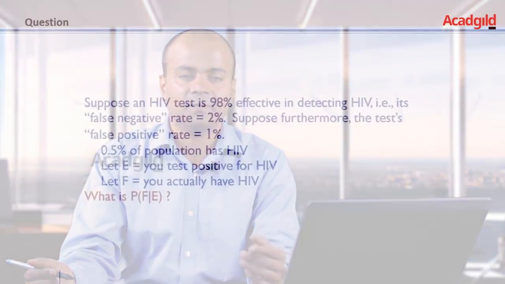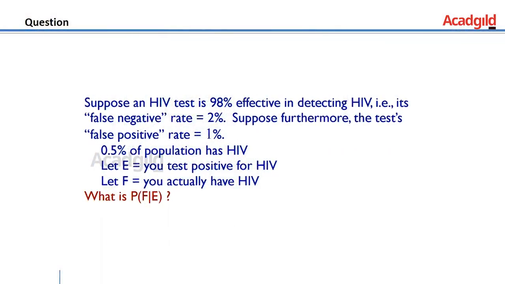What is E over here? That a person tests positive for HIV, and F, that the person actually has HIV. And what do we want to calculate? We want to calculate probability F given E. That means someone has gone for a test, the test shows positive, then what is the probability that the person actually has HIV? So what I need to calculate here, using Bayes' theorem, we just reverse this.